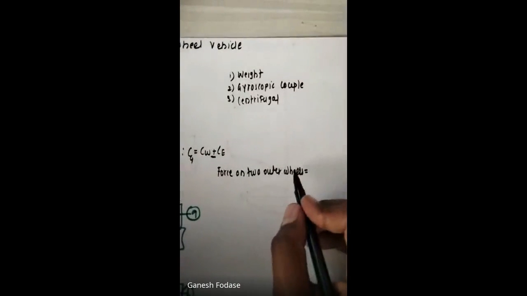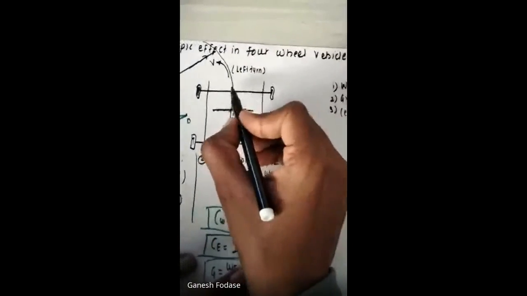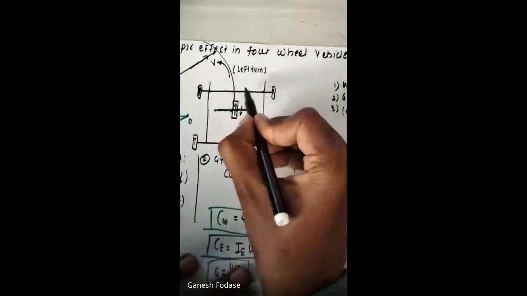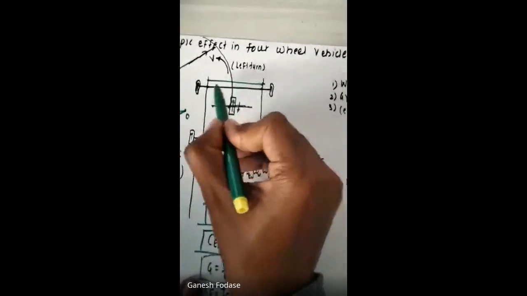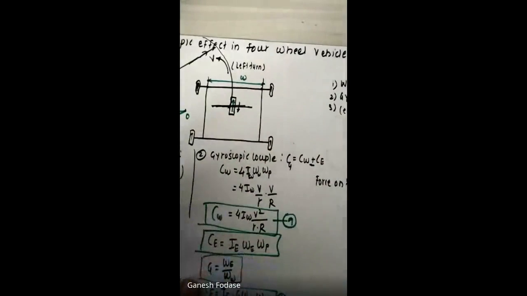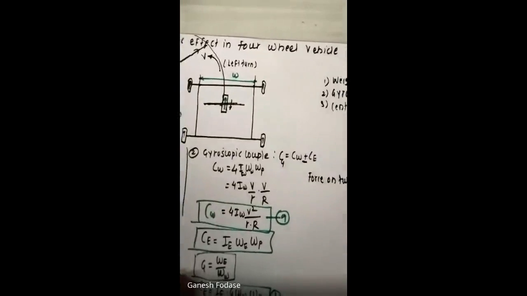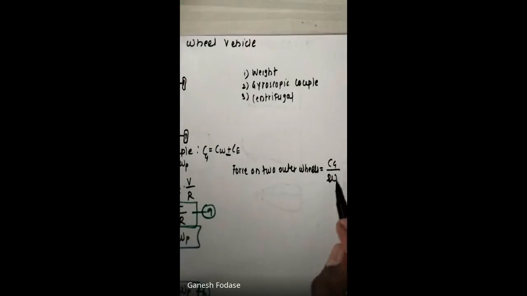Can I write like this? Force is equal to CG upon W. Let's assume that this distance is W. Here distance W, this distance. So can I write force on each wheel, or force on two wheels? Each wheel is twice W, but for two outer wheels, this CG upon 2W, each wheel considered. Can I write like this?